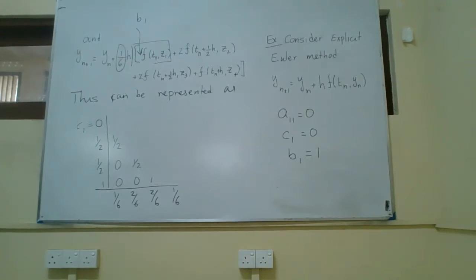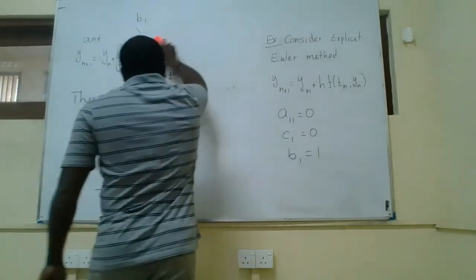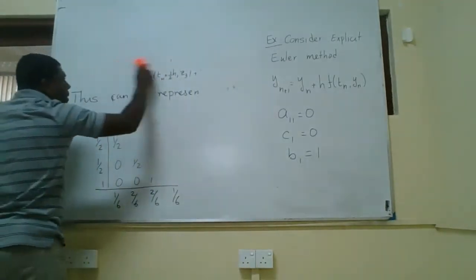So the explicit Euler method is very simple because it is very basic. So the implicit Euler method, let's see how you can interpret the implicit Euler method.